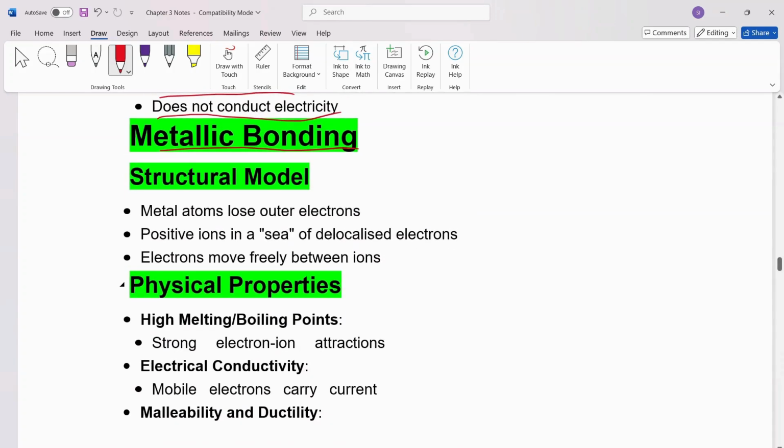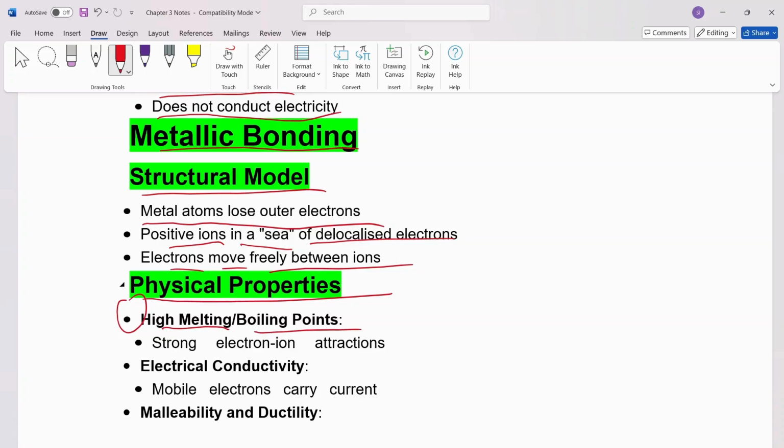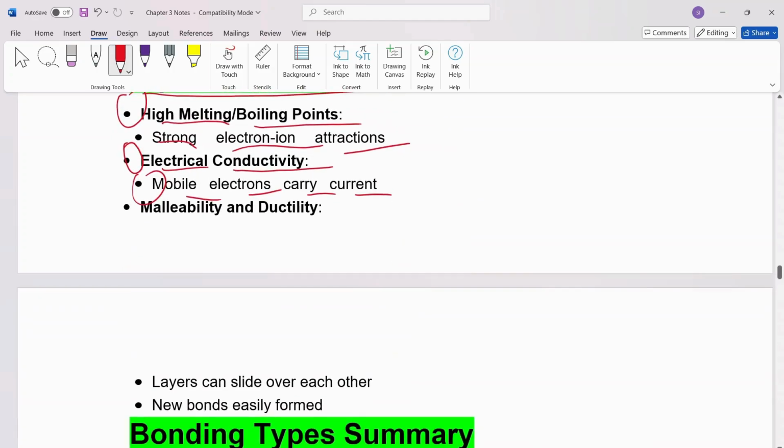Now let's talk about metallic bonding. The structural model is that metal atoms lose outer electrons, giving positive ions in a sea of delocalized electrons. Electrons move freely between ions. Some physical properties include high melting and boiling points, due to strong electron-ion attractions. Then electrical conductivity: mobile electrons carry current. Then malleability and ductility: layers can slide over each other, and new bonds are easily formed.